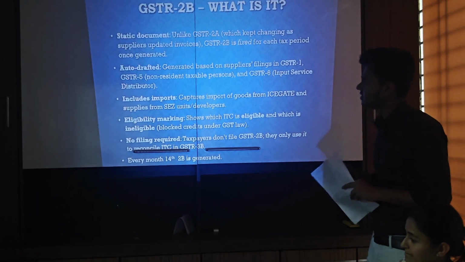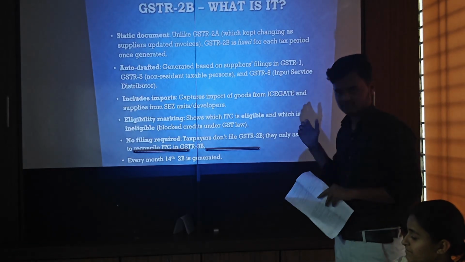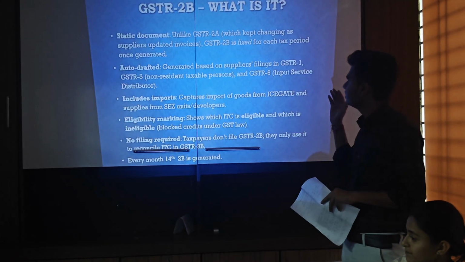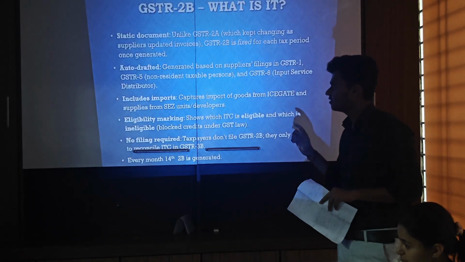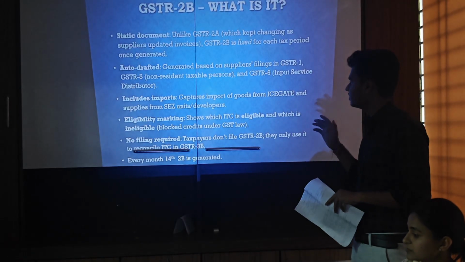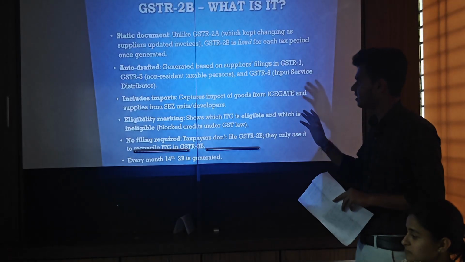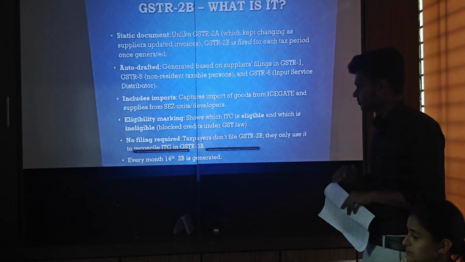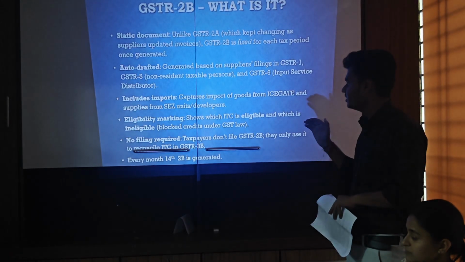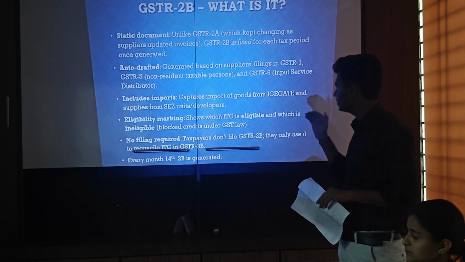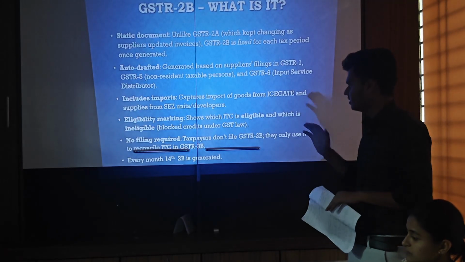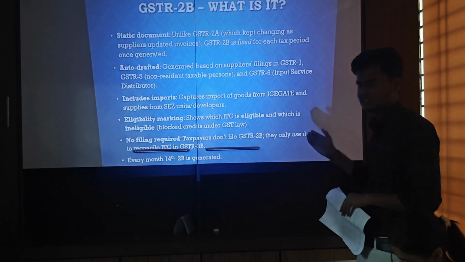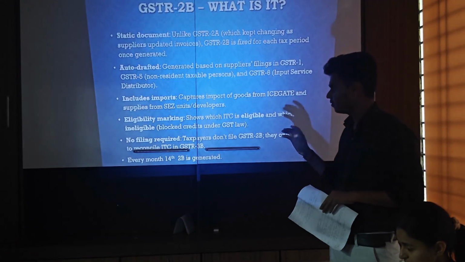GSTR 2B. What is a GSTR 2B? GSTR 2B is a static document, unlike 2A, which kept changing as the supplier updated invoices. GSTR 2B is fixed for each tax period once generated. GSTR 2B is auto-drafted, generated on the basis of suppliers' filing in GSTR 1, GSTR 5, meaning non-resident taxable person, and GSTR 6, input service distributors. And third, it includes imports. GSTR 2B captures the imports of goods from ICEGATE and supplies from SEZ units and developers. And eligibility marking: GSTR 2B shows which ITC is eligible and which is ineligible, the blocked credits under GST law.